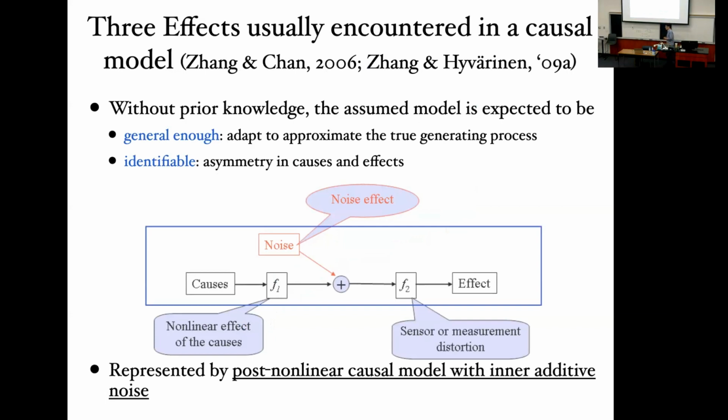Without strong prior information, you would like the model to be rather general. At the same time, you have to show that the causal direction is identifiable according to this model. Otherwise, you cannot distinguish between cause and effect. So at that moment, we thought three factors are very essential. First of all, you may have nonlinear effect of the causes, and then you have noise effect, inner noise effect, and then you have sensor measurement distortion.